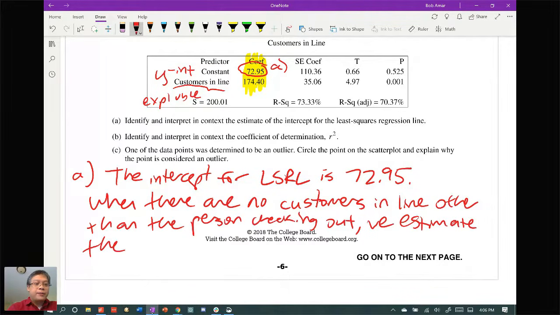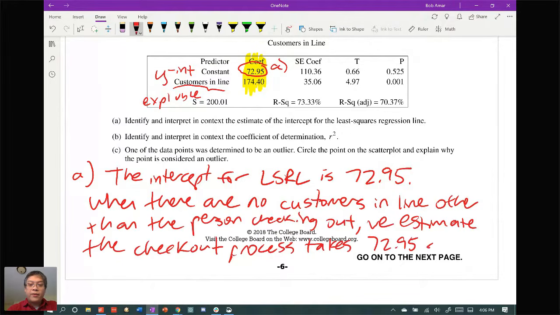the checkout process takes 72.95 seconds. Or you could say, let's go ahead and add "on average" here. I think that's safest. Or we predict that the checkout process would take 72.95 seconds. Just as long as you don't just write the checkout process takes 72.95 seconds, because you don't know that it does, right?